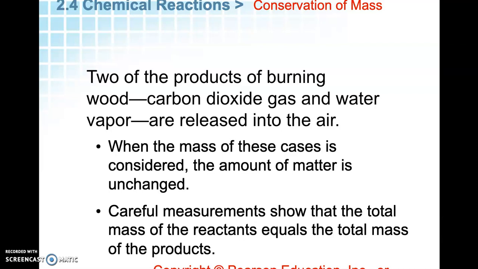So when the mass of these gases is considered, the amount of matter is also unchanged. So if we were to collect the carbon dioxide and water vapor that come off of burning wood, we would see that the mass of the gases plus the mass of the ash would equal the total mass of the reactants, which would have been the wood.